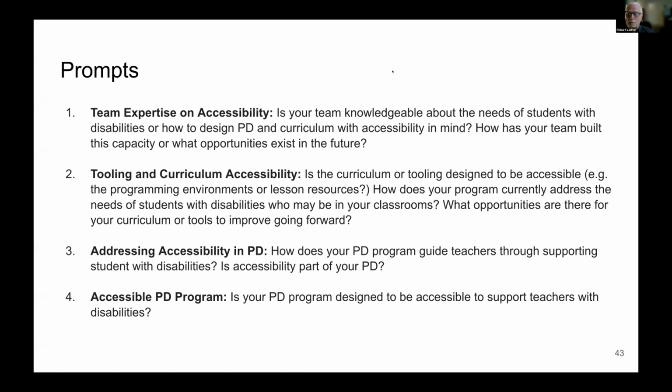Addressing accessibility in PDs. How does your PD program guide teachers through supporting students with disabilities? Is accessibility part of your PD? And again, we can help you do that if it's not there yet. Accessible PD program. Is your PD program designed to be accessible to support teachers with disabilities? That was the point I made in a previous slide. So those are the four prompts, and GT will tell you what's going to happen next.